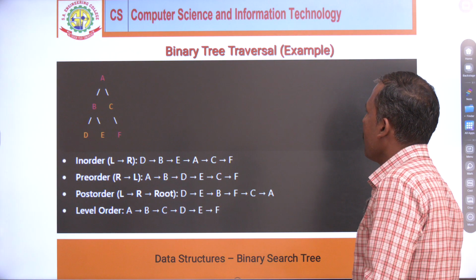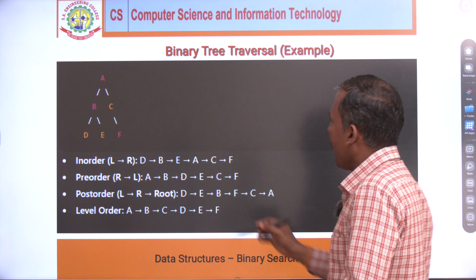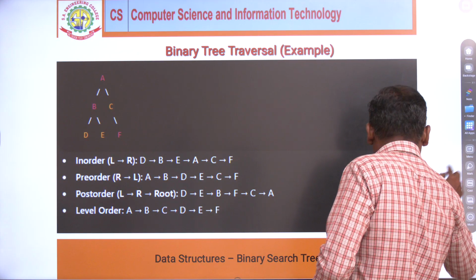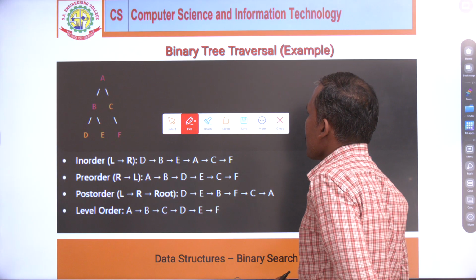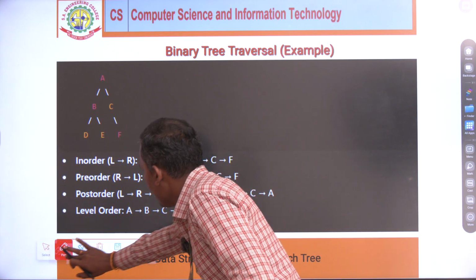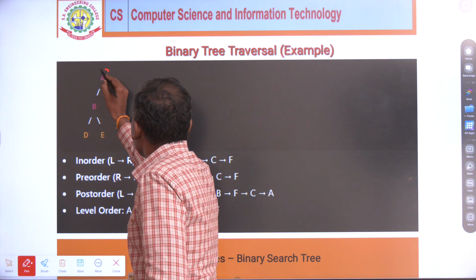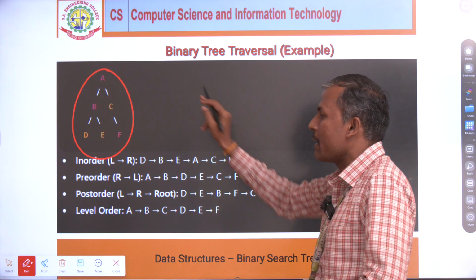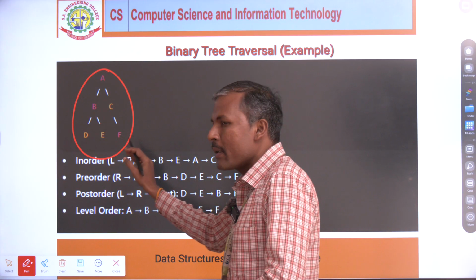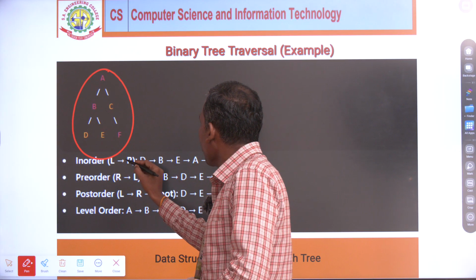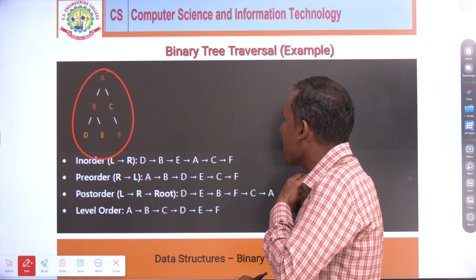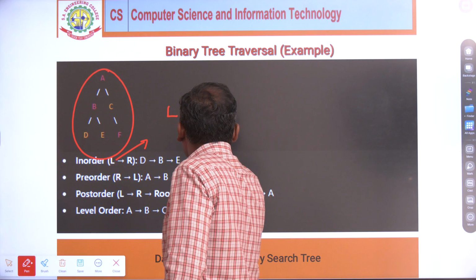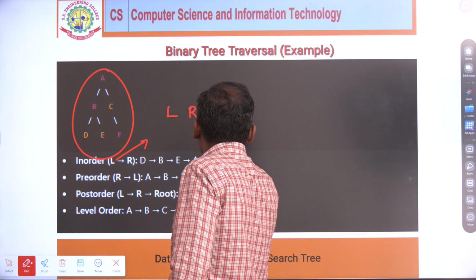Next, I have a small example. I have a binary search tree. Now you have to tell the in-order, pre-order, and post-order for the given binary search tree. We know that in-order is always left, root, right. Is that right? In-order is always left, root, and right.